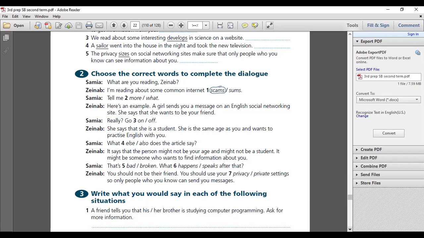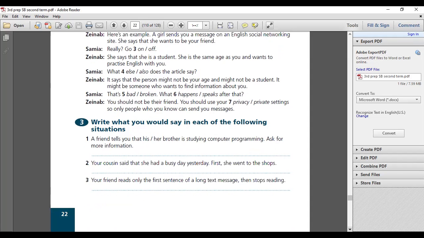What else? It says that the person might not be your age and might not be a student. It might be someone who wants to find information about you. That's bad. What happens? You should not be their friend. You should use your privacy settings. Privacy. Super excellent.